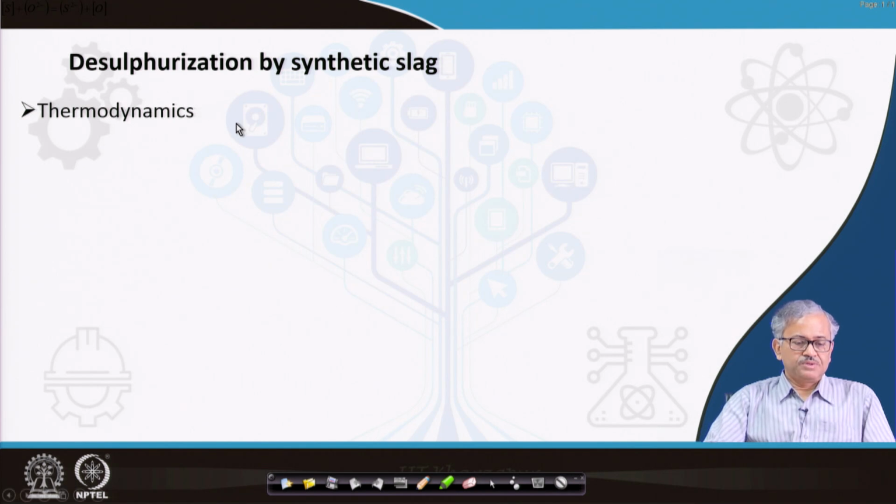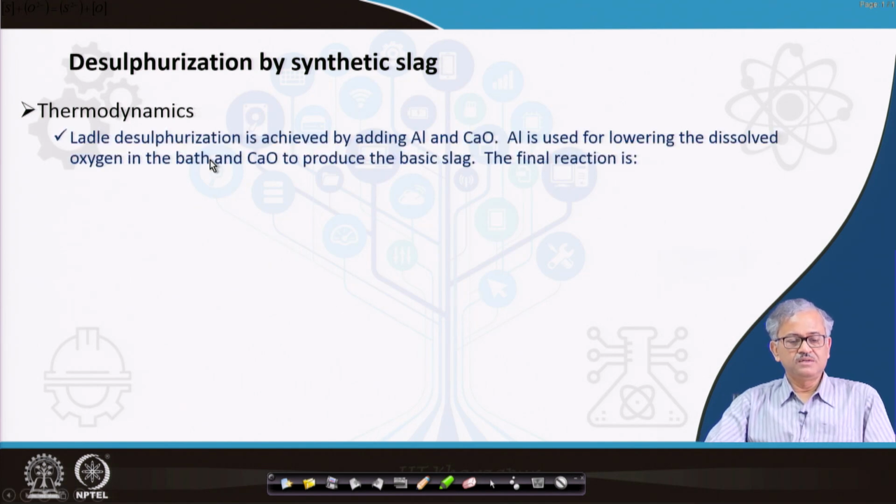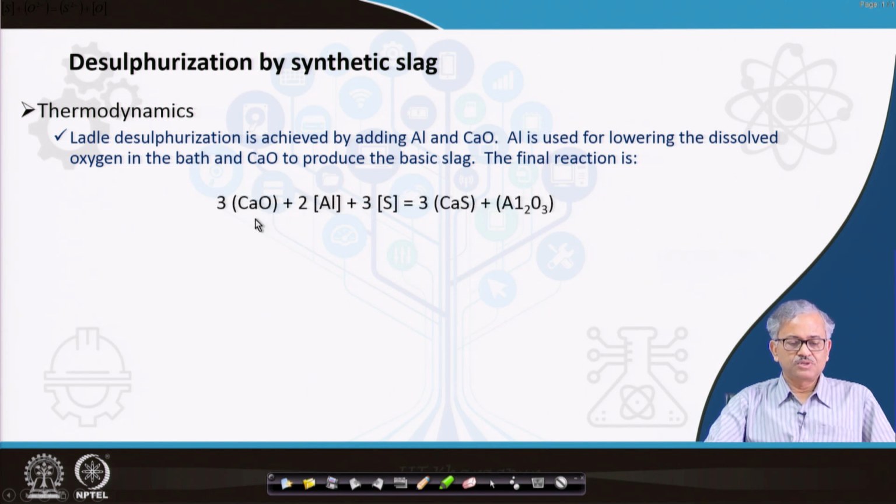So, now what is the thermodynamics? Let us see. As I said, ladle desulfurization is achieved by adding aluminum and calcium oxide. Aluminum is added to deoxidize the bath such that the dissolved oxygen in the bath is very low and the condition becomes reducing, and calcium oxide is added to make the basic slag. Both these basic and reducing conditions favor desulfurization, as all of you know. Under this condition, the final reaction is: calcium oxide plus dissolved aluminum and sulfur forming calcium sulfide and alumina. Okay, so this is the final reaction you can consider in the ladle.